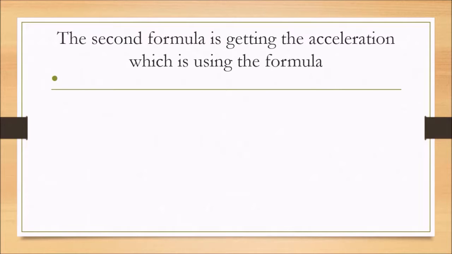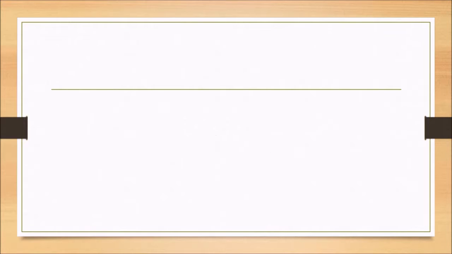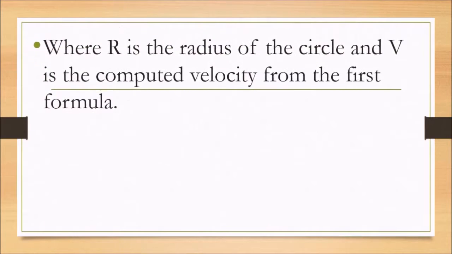The second formula is getting the acceleration by using this formula. Acceleration is equal to velocity squared over r, where r is the radius of the circle and v is the computed velocity in the first formula. Now here are some sample problems.